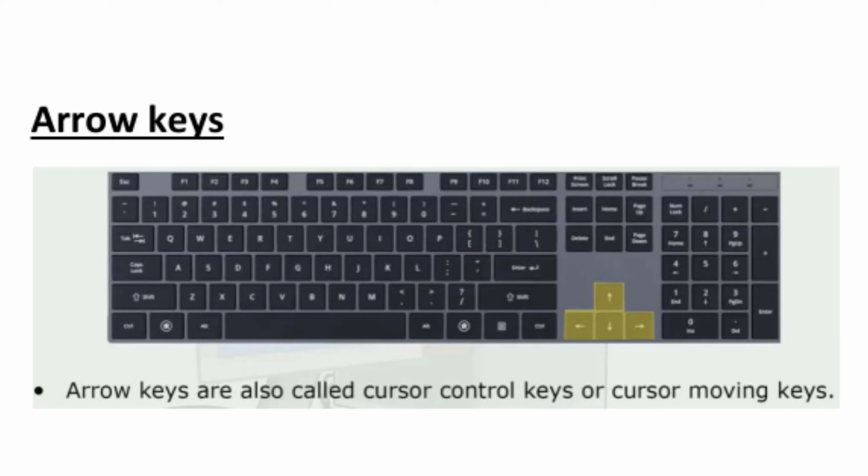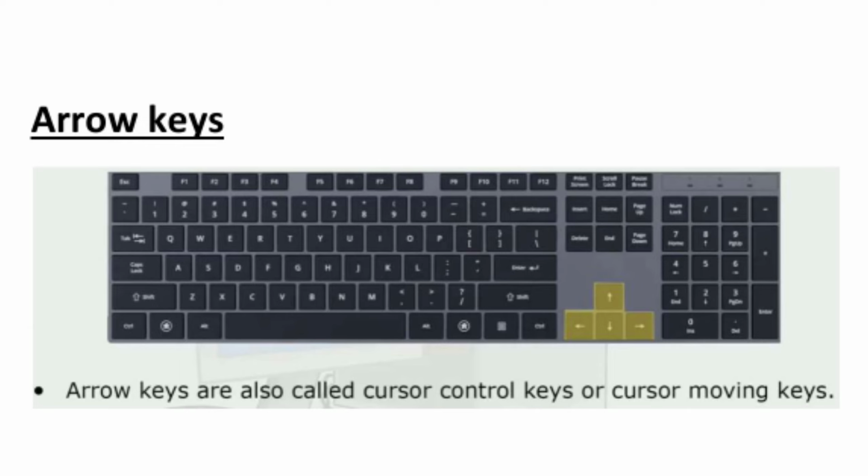Now students, it's time to know about arrow keys. First, you must look at your screen. Arrow keys are highlighted by yellow color. How many arrow keys are situated on your keyboard? There are 4 arrow keys. As you can see in the picture, that is up, down, left and right.